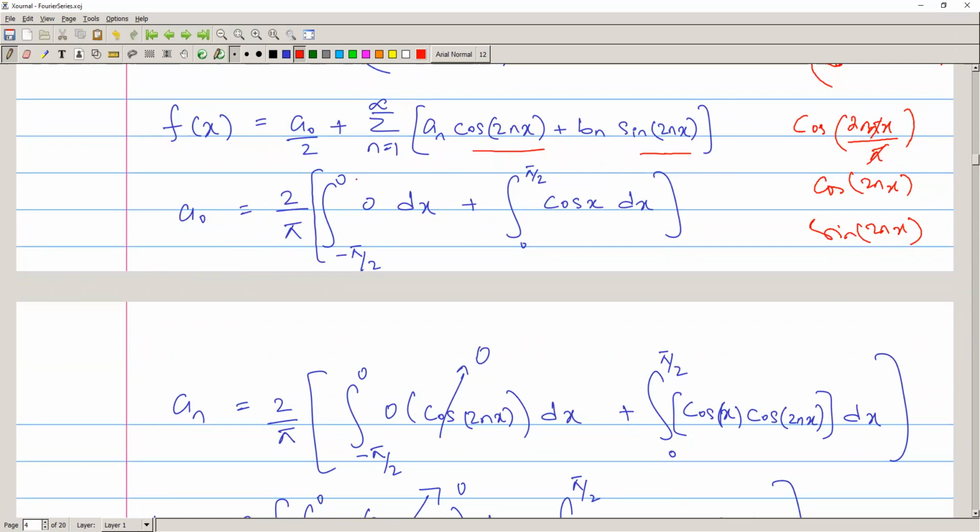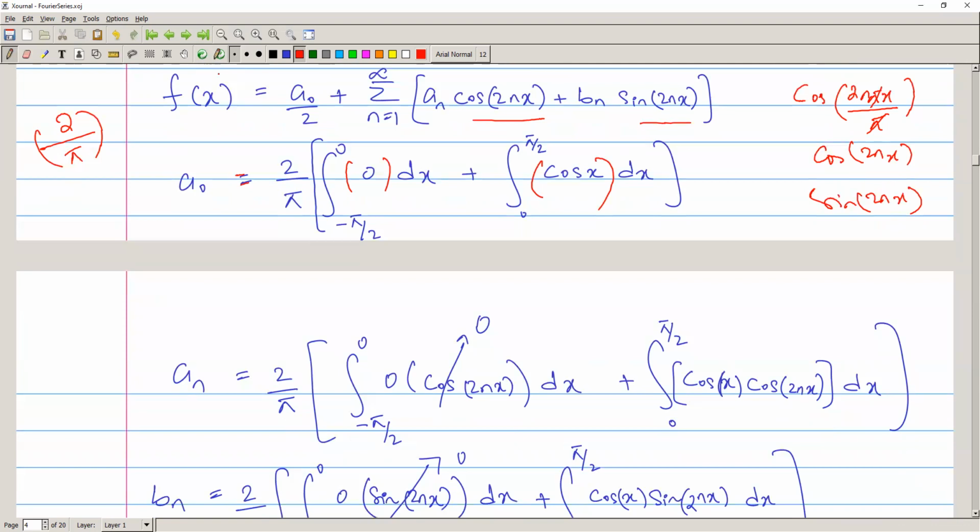From negative pi over 2 to 0, it's 0. So we apply 0. From 0 to pi over 2, it's cos x, right? So we can find it like this. We can find it like this, sorry. So this is 2 over pi. Why 2 over pi? Because it's actually 2 over (b minus a), and b minus a is pi, right?